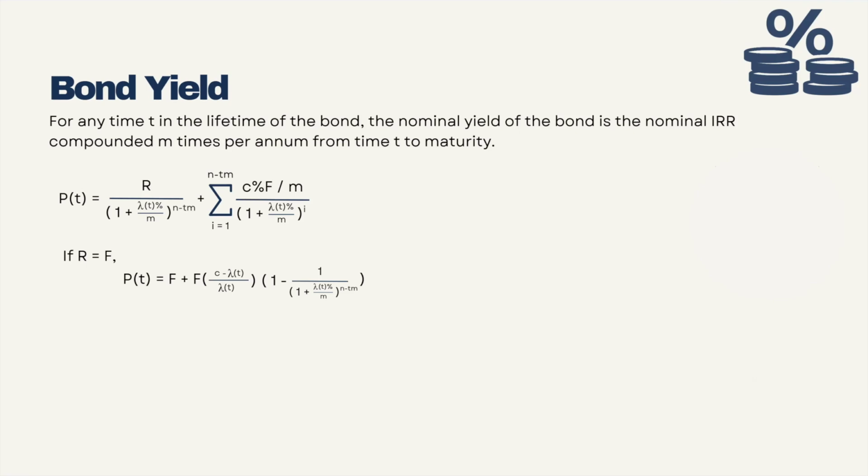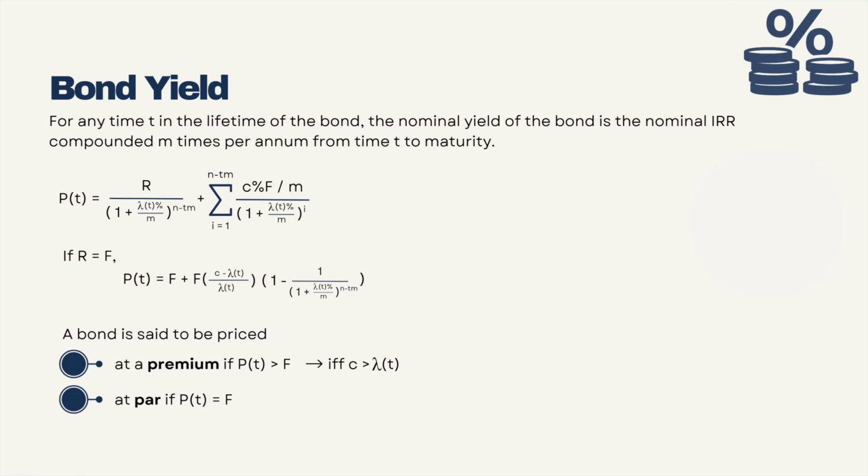A bond is said to be priced at a premium if the price of the bond is greater than the face value, and this occurs if and only if the coupon rate is greater than the yield. A bond is said to be priced at par if the price equals the face value, which happens if and only if the coupon rate equals the yield. And finally, a bond is said to be priced at a discount if the price of the bond is less than the face value. And this happens if and only if the coupon rate is less than the yield.